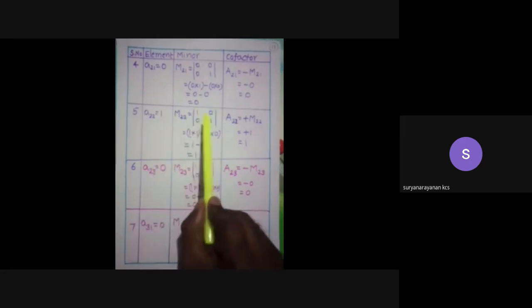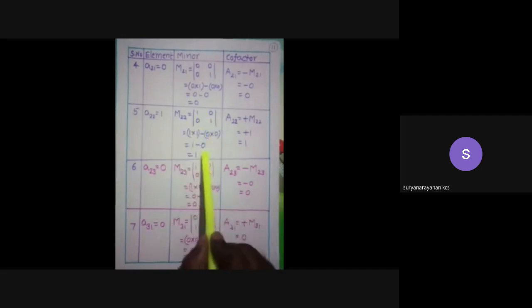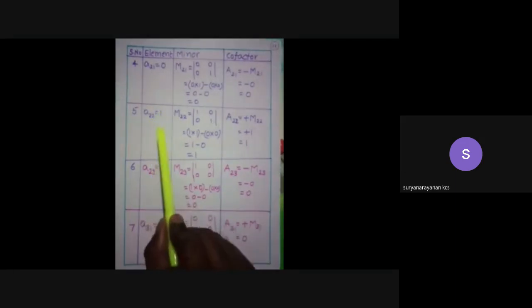Now come to A22. That is the second row, second column element. By closing the second row and the second column elements, we get this 2 by 2 submatrix. We have to find its determinant. Then we get the minor of this element. Understood, my children? Now come to the cofactor of this element.